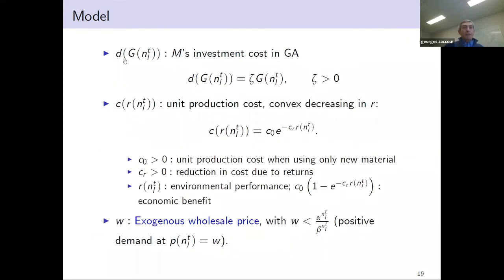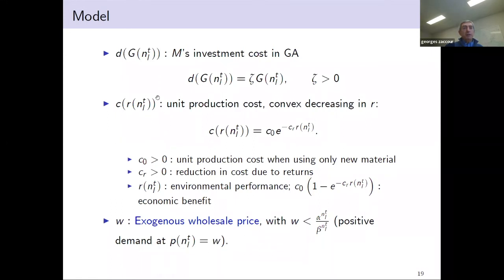What do we have else? We have the cost of investing in green activities. We are taking here a linear one, but we can have a quadratic or any convex cost. It does not matter. Again, we are solving numerically. Now, what are the benefits of the returns?